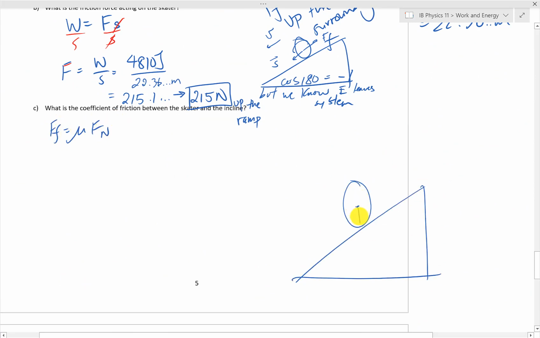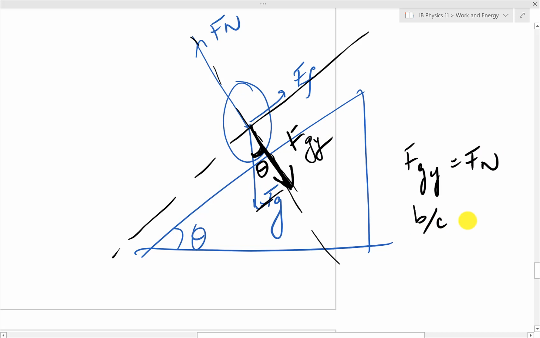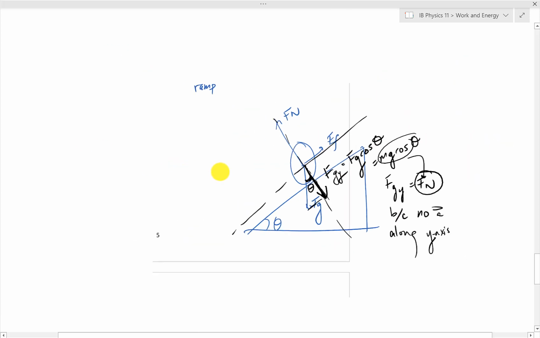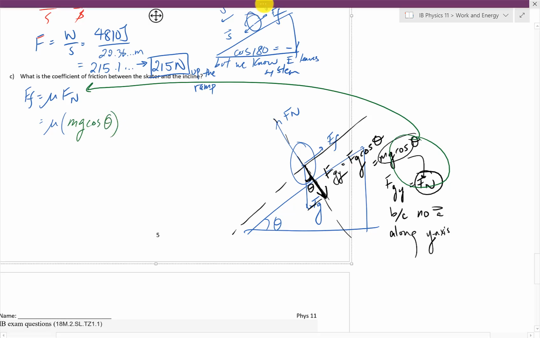Okay, so now we're going to solve for mu, the coefficient of friction. Now we know the friction force, we need to know Fn. Drawing our free body diagram and solving for Fn, we have Fn is equal to Fgy, because there's no acceleration along the y-axis there. So to find Fgy, that's just Fg cosine theta or mg cosine theta. We can substitute that back into that equation that we had before. So that's mu times mg cosine theta.